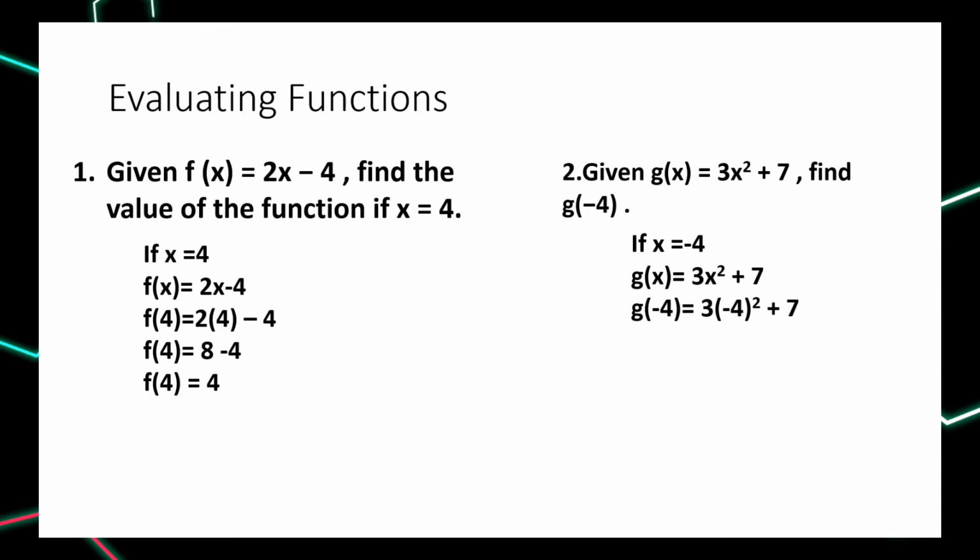The square of negative 4, that is negative 4 times negative 4, is 16. So that will become 3 times 16 plus 7. And 3 times 16 is equivalent to 48, plus 7. So that will be 55.